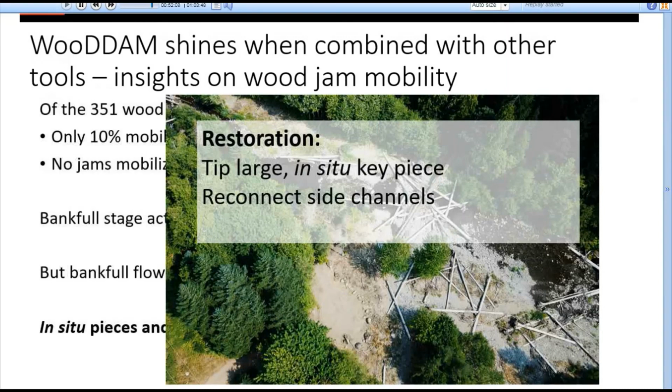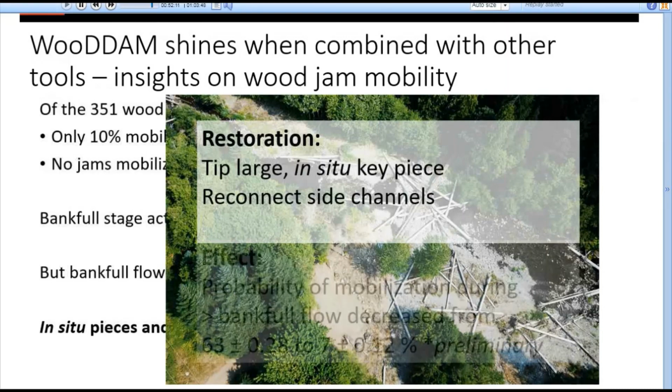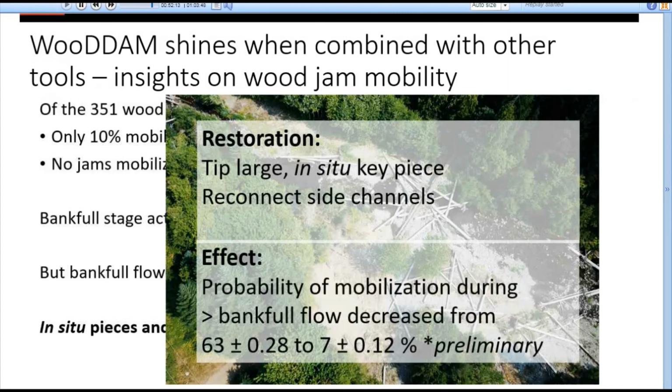So pretty much anyone who studies wood jams or does this kind of restoration would tell you, if you dump some giant conifer on top of a pile of wood and you spread out the flow that might mobilize it, you're of course going to decrease the likelihood of it mobilizing.